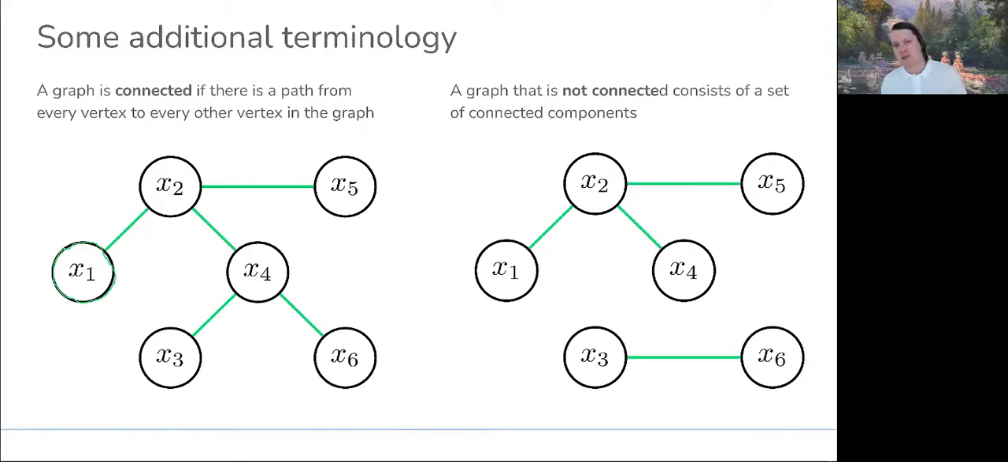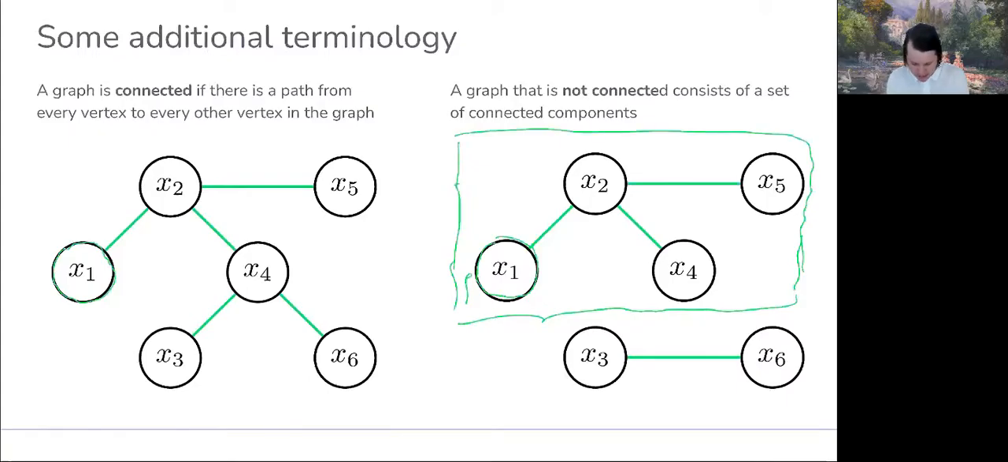However, contrast this with the non-connected graph on the right here. From X1, we can only access a subset of the vertices present in our graph: X2, X4, and X5. X3 and X6 are not accessible. And we can see here that this essentially forms two sets of connected components, where these vertices are all connected to one another in the first set that I labeled there, and then this second set where we have X3 and X6 connected through an undirected edge.